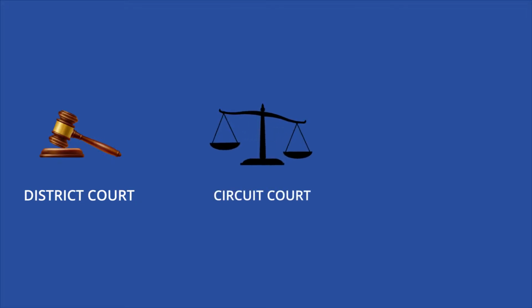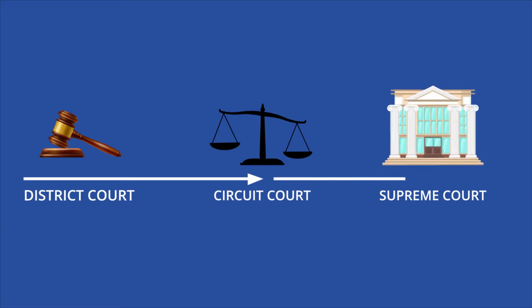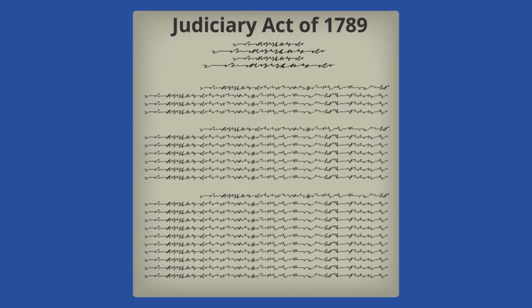If either side disagrees with the ruling of the district court, they can appeal to the circuit courts, which are charged with deciding whether the law was applied correctly in the district court. If the plaintiffs or defendants disagree with the circuit court ruling, they can appeal to the Supreme Court, the highest court in the country. District courts were established by the Judicial Act of 1789.